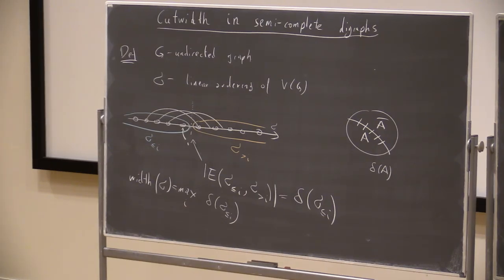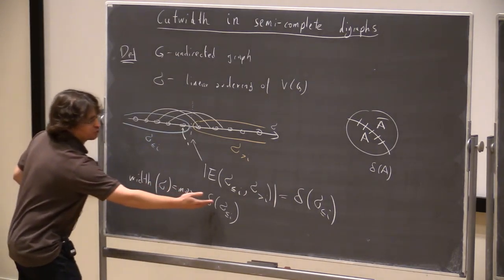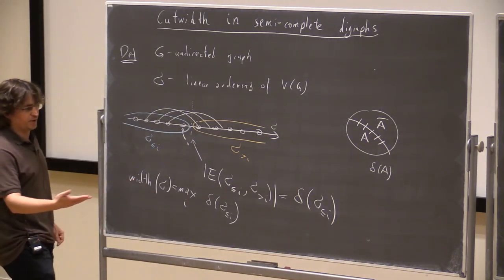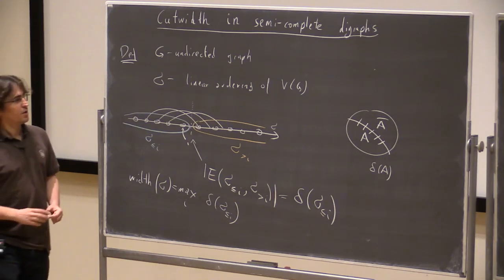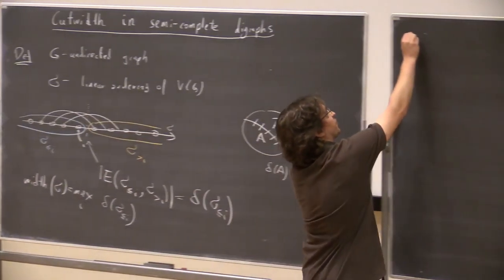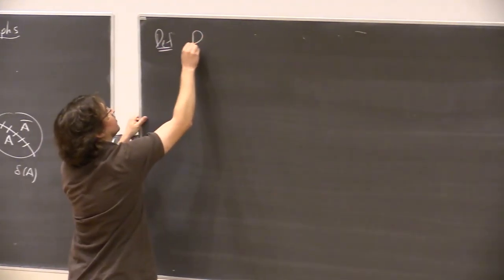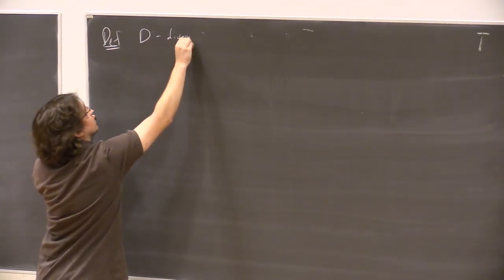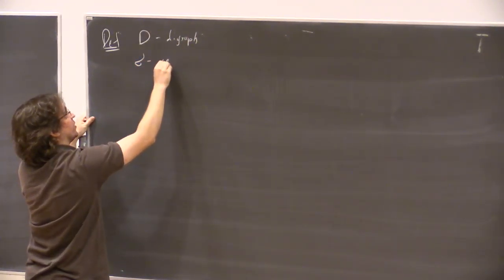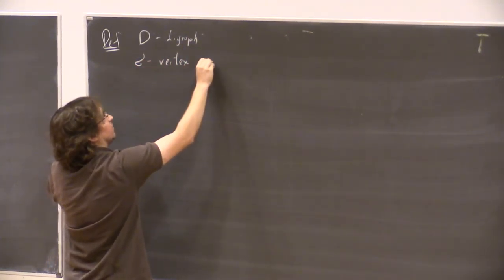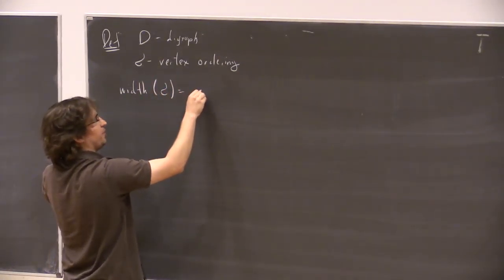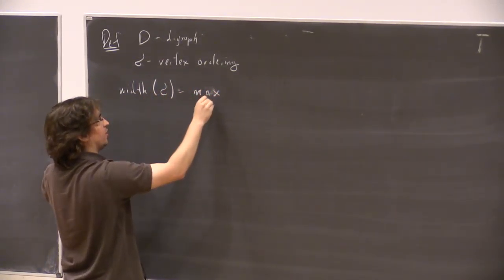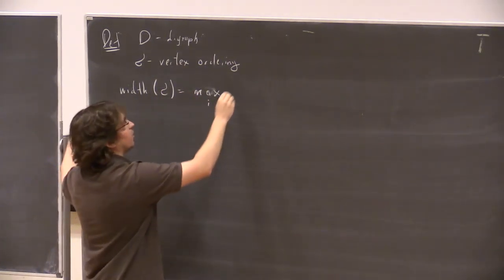So essentially, I need to redefine the notion of the width. And for this, I need to redefine the notion of this cut function delta. So in the directed graphs, this is a digraph. Again, sigma is a vertex ordering. And again, I will say that the width of the ordering sigma is the maximum over i of this.